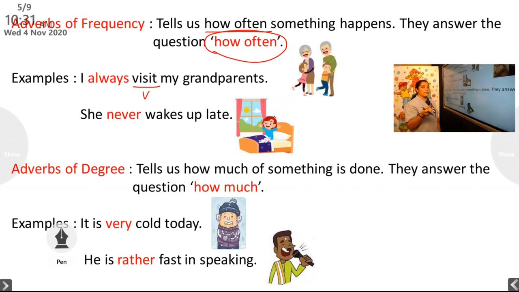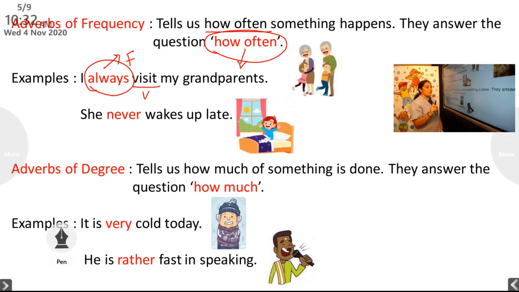Most of you have a tendency to ask, when do you visit your grandparents? And you write the answer as always. Now their exact time is not given. Is it given as Monday, Tuesday, or in the morning or evening? Any exact time? No, it is not exact time that is given here. You are asking how many times or how often do you visit your grandparents. Always ask the question how often. How often do you visit your grandparents? And you get the answer: always. This is adverb of frequency.